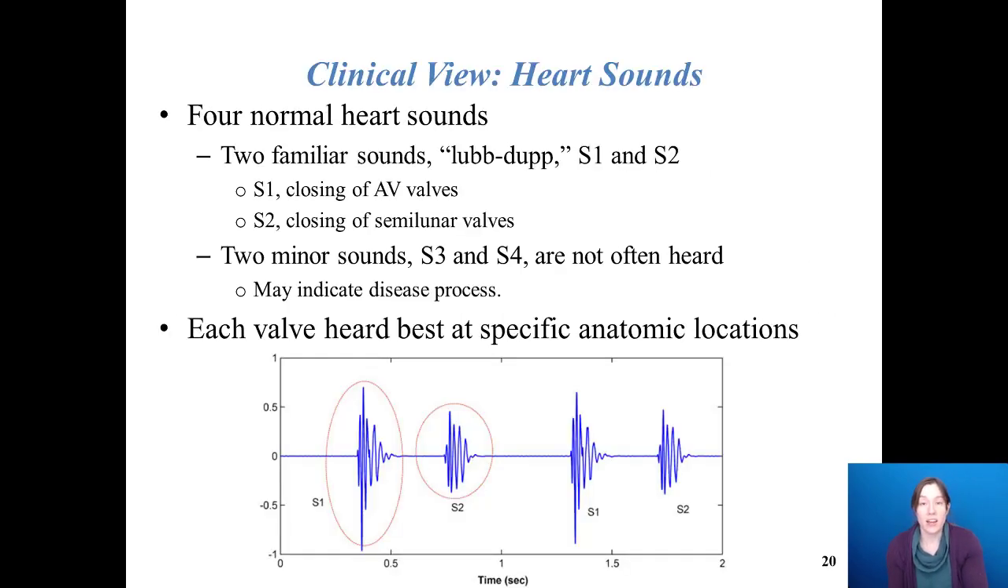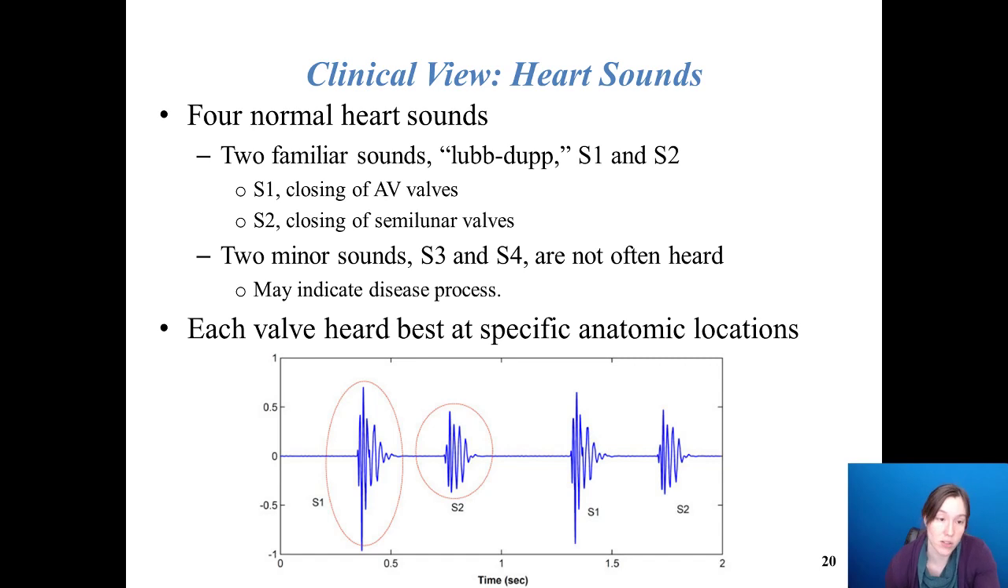You have a link in the lab folder that is going to let you listen to some normal heart sounds. The 2 familiar heart sounds that we know are lub-dub, and those are S1 and S2, and we can see here a waveform of what it would look like. We have S1, the lub, and then the dub. The sounds happen because of the closing of the valves.